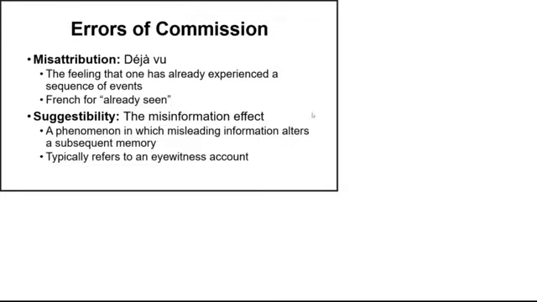So the first of these, misattribution, is when basically you credit a particular memory to the wrong thing. So déjà vu is a great example of this. It's the feeling that you have already experienced a sequence of events. And the term déjà vu is actually French for already seen. And so you might encounter a situation and go, "Oh, this feels eerie, like I've been here before, I've done this before." And there are a couple of reasons why.